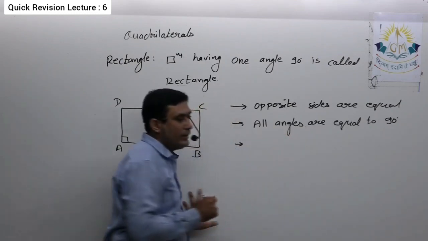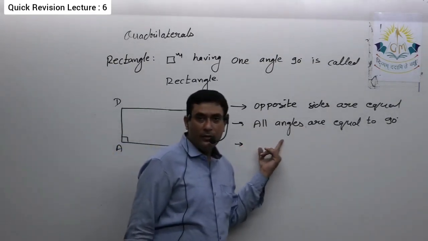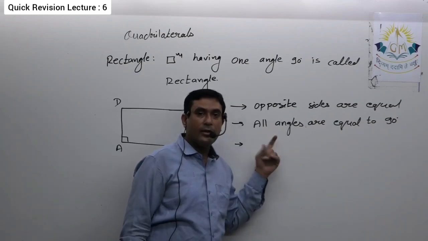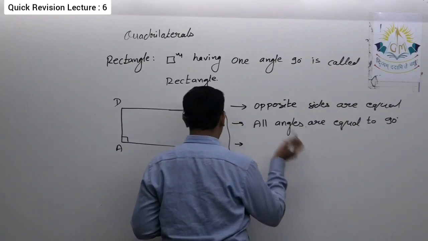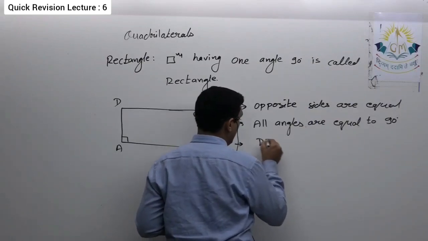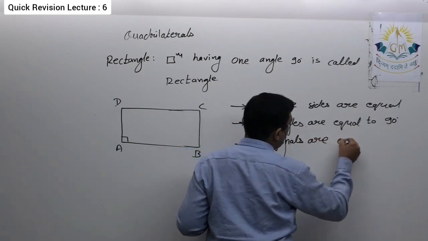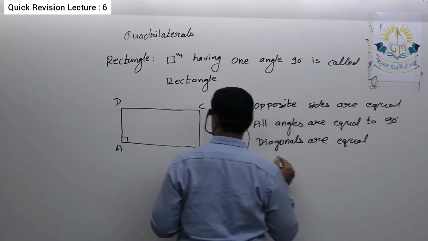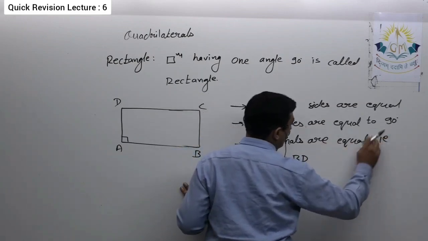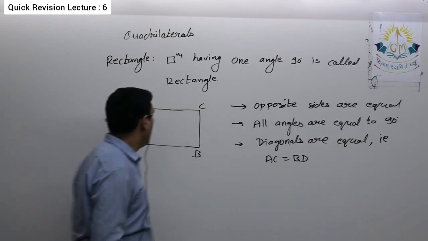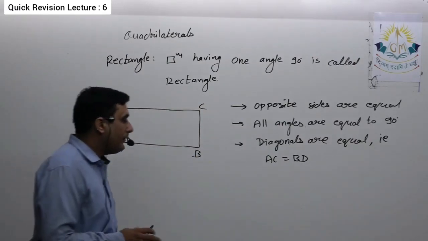Now similarly for the diagonal, definitely diagonals bisect each other. So I won't write over here diagonals bisect each other, because here I have a specific property of the rectangle. Other than diagonals bisecting each other, diagonals are equal. That means here I can say AC is equal to BD. So these are the properties and the definition of the rectangle. Now next we will see square.